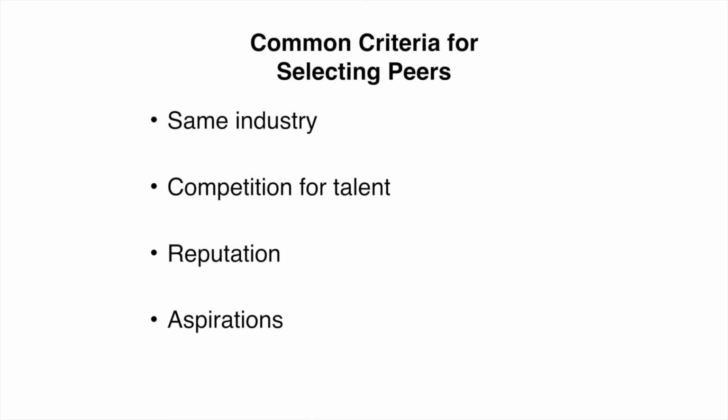Probably the most frequently used criterion is if the company is in the same industry group as the company in question. A factor which has begun to get more attention is competition for talent. Companies that are in the marketplace trying to hire the same individuals typically get used as peers. There's also a reputational aspect of peers for some companies, and in fact it relates to aspirations, setting up as a peer and maybe a target companies with sterling reputations and wonderful business results.